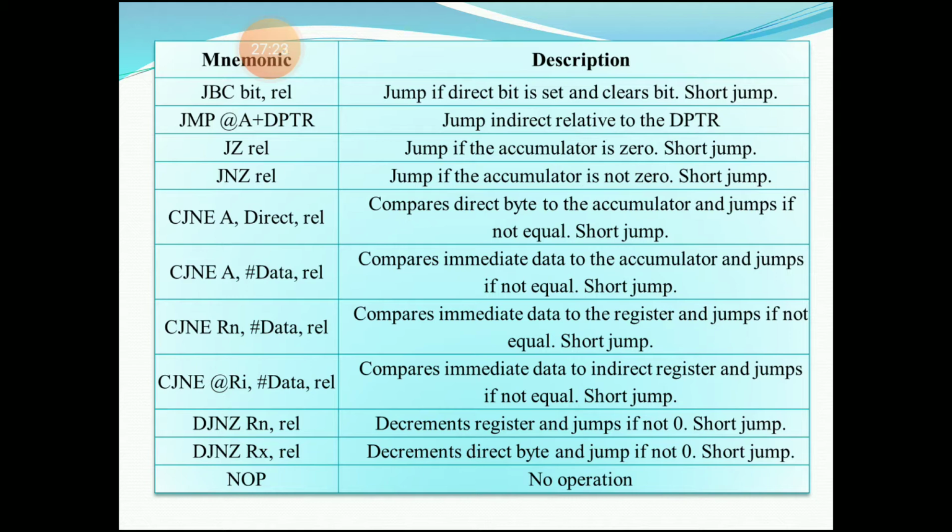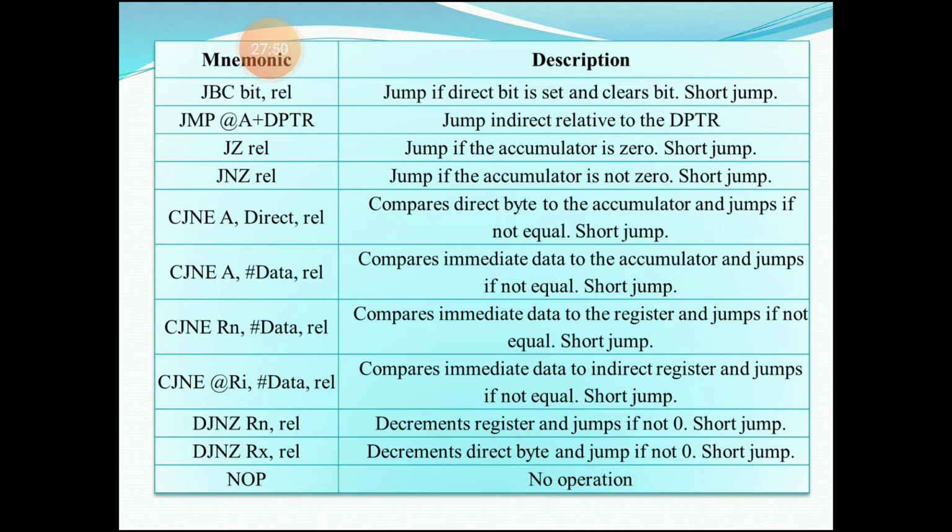JMP @A+DPTR. This instruction jumps to the specified address. This address is calculated by adding the contents of the accumulator and DPTR. JZ relative. This instruction jumps to the specified address if the accumulator value is 0, that is, the zero flag is set. JNZ relative. This instruction jumps to the specified address if the accumulator value is not equal to 0, that is, the zero flag is 0.